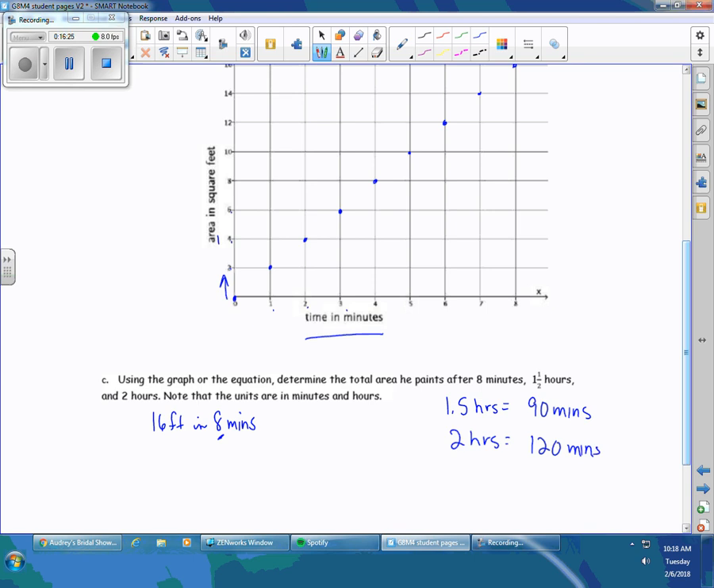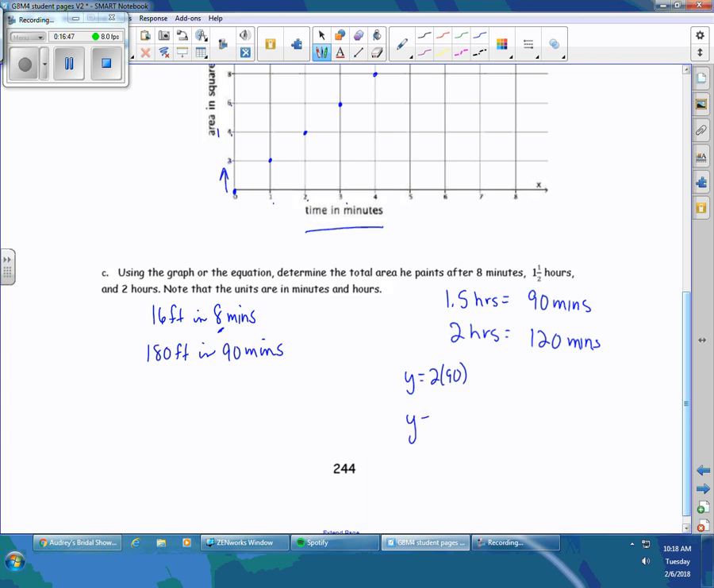Now that's not easily found on our graph, so I'm going to use the equation. So y equals 2 times 90 minutes. So that's going to be 180 feet in 90 minutes. And then y equals 2 times 120. So that's going to be 240 feet in 2 hours, or in 120 minutes.